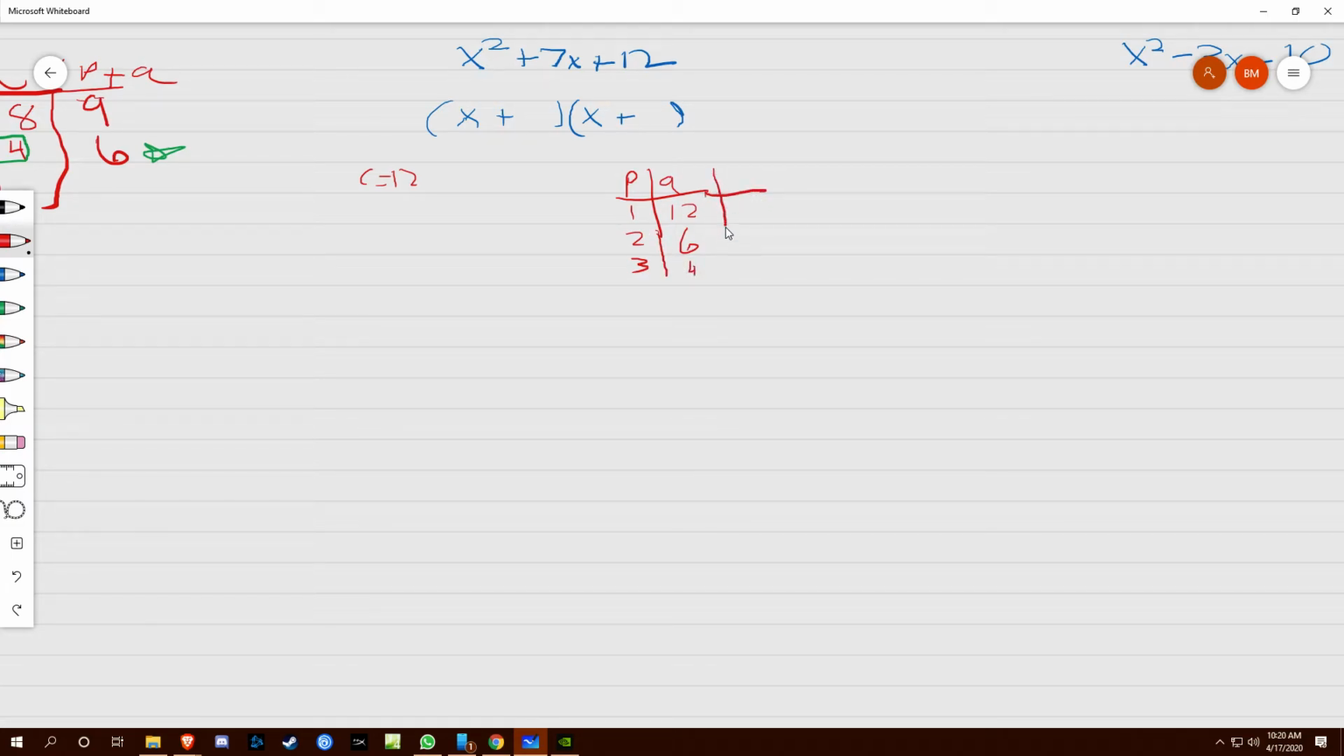Now, if C is positive, we go ahead and we add P and Q. If C is negative, we subtract. Well, in this case, C is positive, so we're going to go ahead and add. So we got 13, 8, and 7.